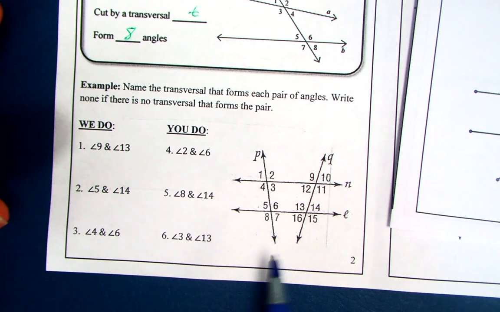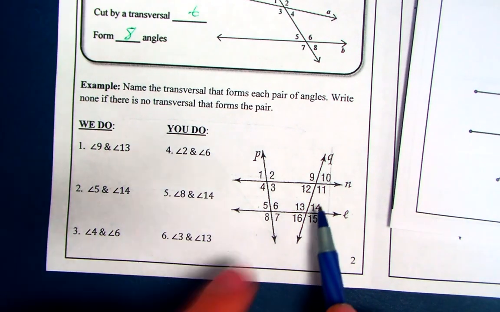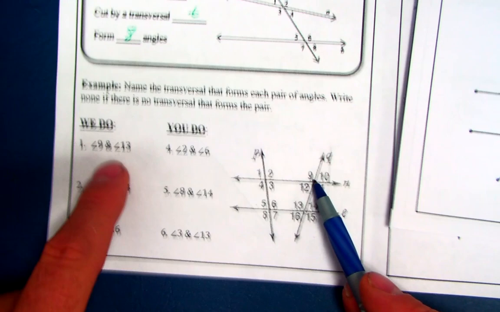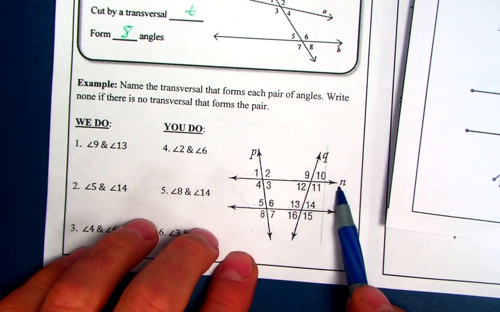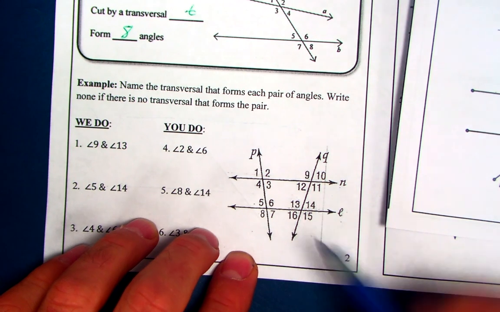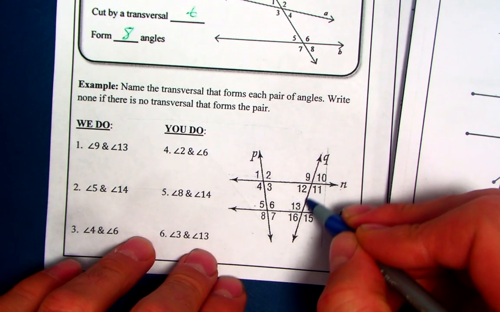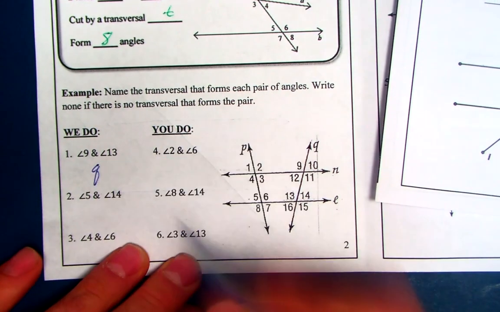All right, so in this example, there's more than one pair of lines and more than one transversal. So you have to look at the angles that are formed. So 9 and 13. Well, 9 is above line N and to the left of Q. And 13 is above L and to the left of Q. So Q is the line that cuts across these two. So Q is the transversal for 9 and 13.